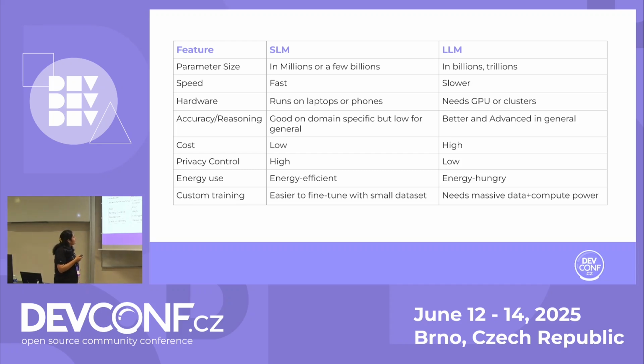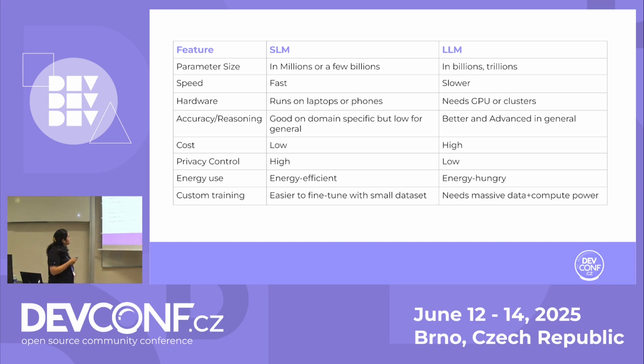Accuracy: when it comes to accuracy and reasoning, a small language model does well on very domain-specific tasks, but it will perform poorly, or at a very average level, on general queries which it has not been trained for. And an LLM, since the parameters are high, is better and more advanced even for general queries.